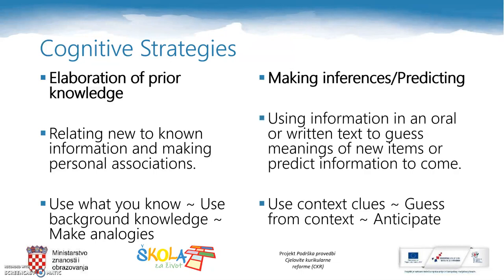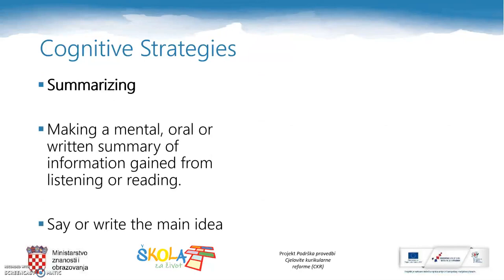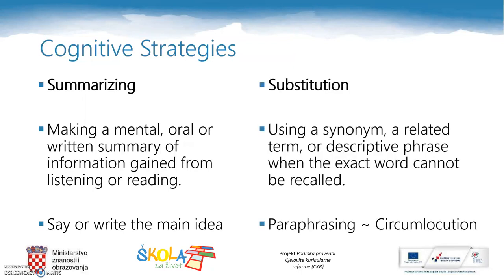Making inferences, or predicting or using information in an oral or written text to guess meanings of new items or predict information to come, includes using context clues, guessing from context, and anticipating. Summarizing, or making a mental, written, or oral summary of information gained from listening or reading, includes saying or writing the main idea. Substitution, or using a synonym, a related term, or a descriptive phrase when the exact word cannot be recalled, includes paraphrasing and circumlocution.